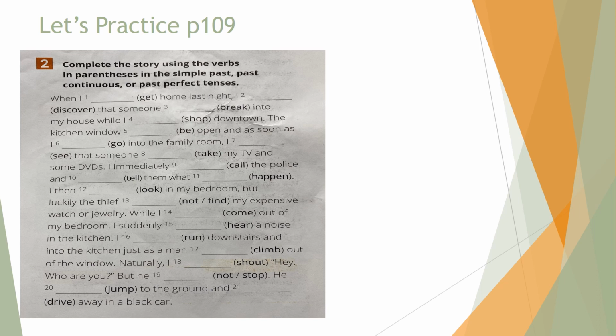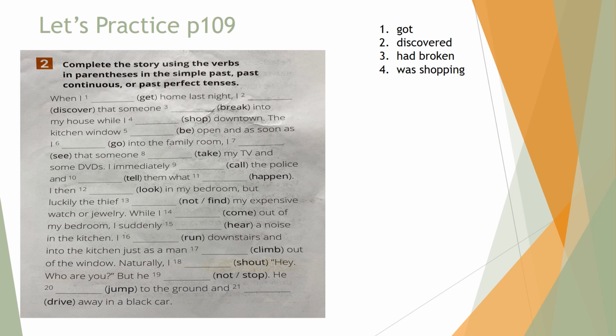Okay, so I will assume that you are ready now to check your answers. I'm just going to go through this quickly, so I'll read the story with the correct forms of these verbs. Here we go. When I got home last night, I discovered that someone had broken into my house while I was shopping downtown. Right, so we've got all three forms of the past there. We've got the simple past, 1 and 2. We've got the past perfect, number 3. And we've got the past continuous, number 4. Number 3 is the past perfect because it happened before 1 and 2. And number 4 is the continuous because it describes a longer action.